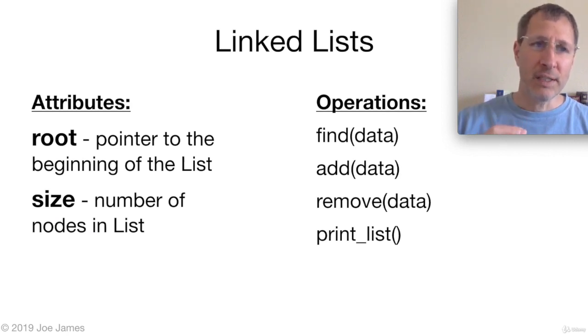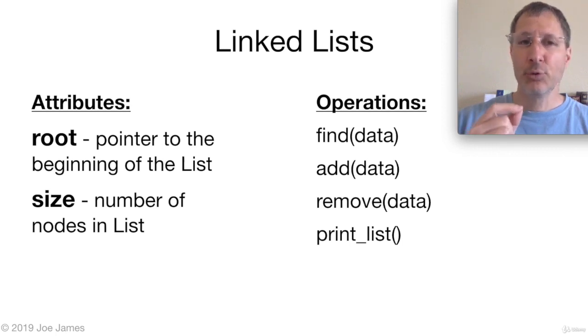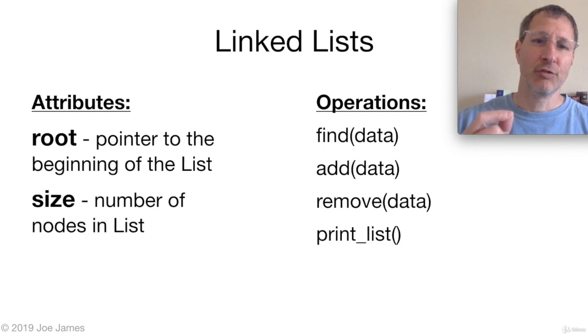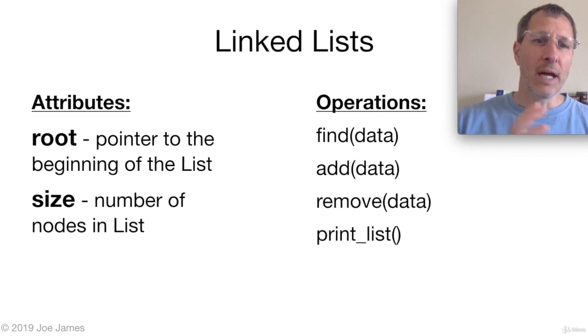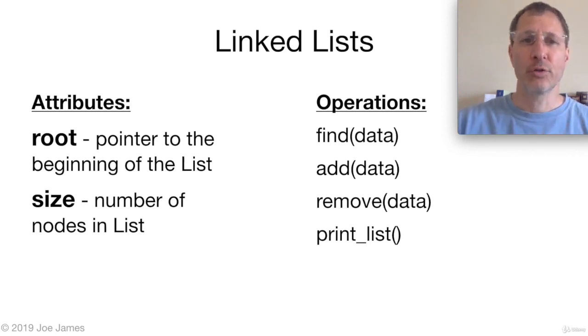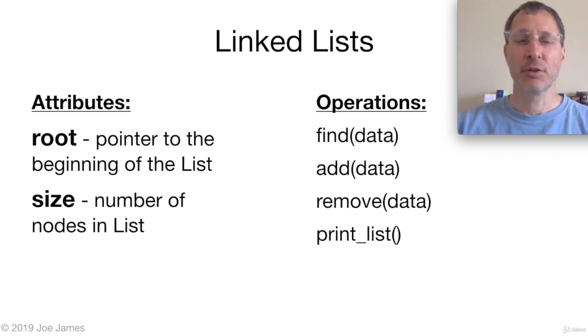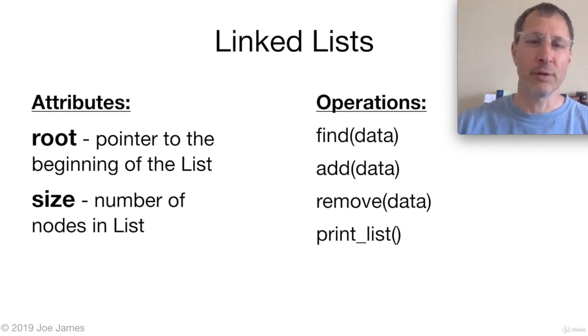For each linked list, we need to be able to find data, we need to be able to add a piece of data, we need to be able to remove a piece of data from the linked list, and we need to be able to print the list somehow. So we're going to see how each of these operations works, and then we're going to see how to code it in Python. Now the attributes for a linked list: you have a pointer to that root node, and then we're also going to track the size of the linked list, so at any given time you could find out how many nodes are in the list.